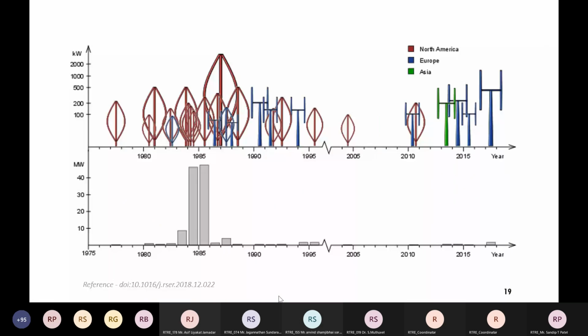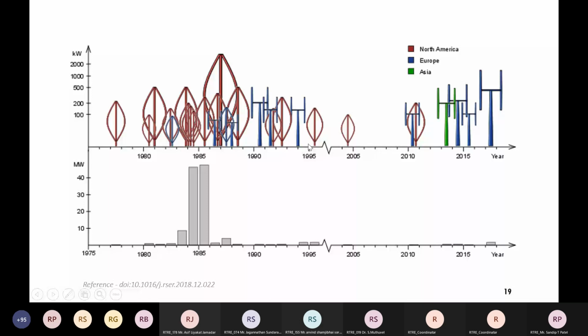You can see during the 90s, as I told you earlier, the conventional Darrieus research and their commercialization was rapid in the USA basically. You can see the rate in North America. North America means Canada and USA, blue is Europe, and green is Asia. In Asia, only China is doing that for vertical axis wind turbine. So after the 90s, it slowed down.